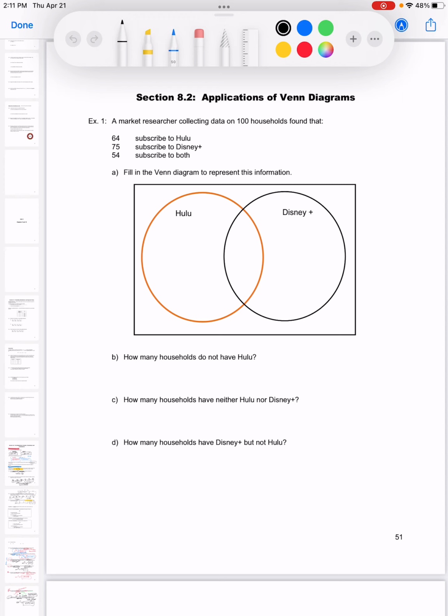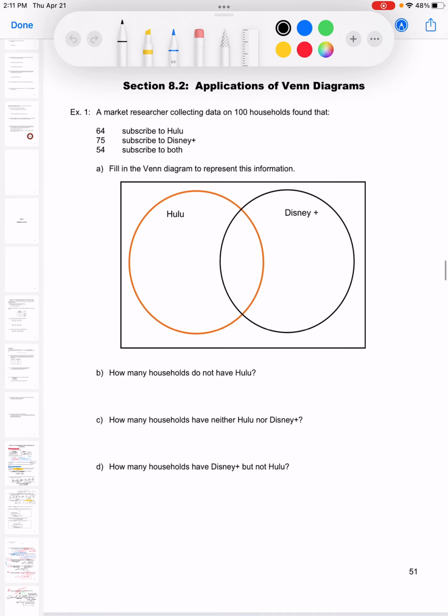In 8.2, we're going to continue to talk about sets. We're going to have a visual display, so we're going to use Venn diagrams. We're still going to have some union and intersection talk, but in a slightly different format than what we saw in 8.1. So the Venn diagram is the graphic I've got down here below, and I've got information I'm going to use to fill it in up above.